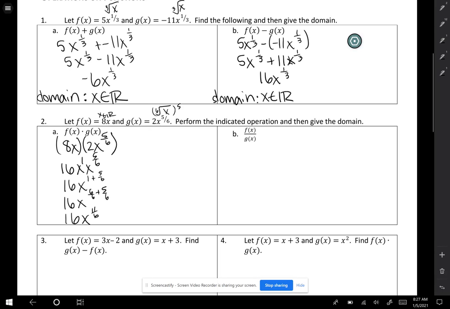Well, 6th root, whenever you have an even root like that, you can't find it of negative numbers, so x has to be greater than or equal to 0. Okay.